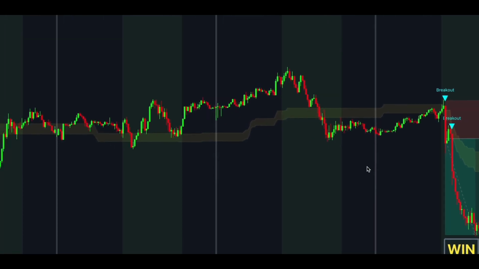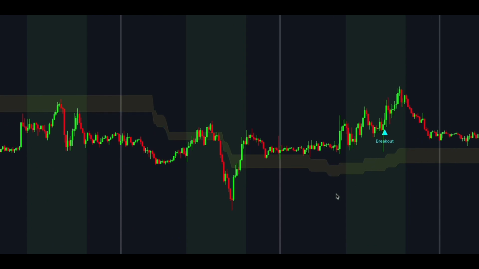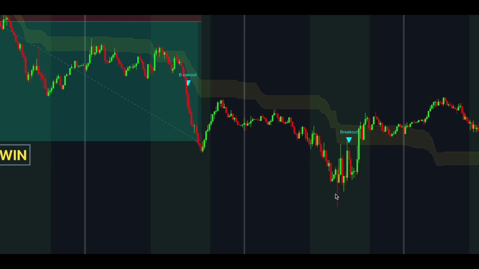In this video, we'll reveal our strategy as well as the indicators and their settings. By the end of this tutorial, you'll be able to identify profitable trade opportunities that are out of sight for most traders.